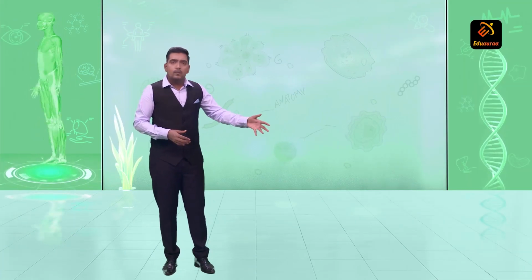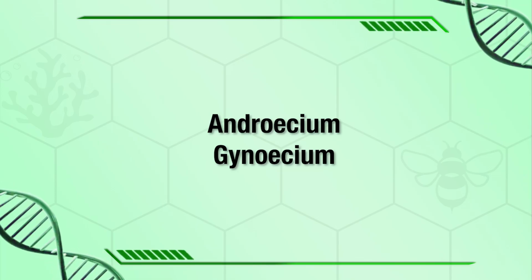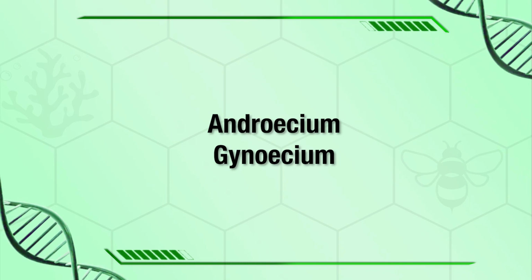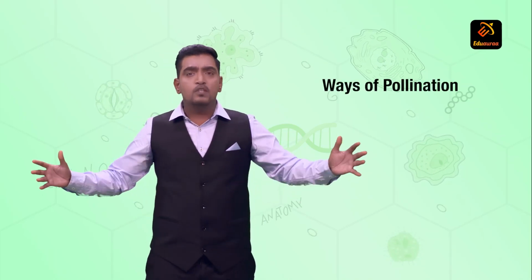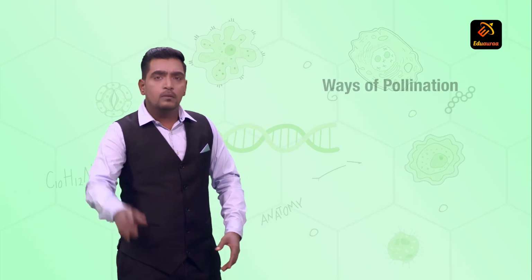In the bisexual flower, both Androecium and Gynoecium are present. So there is a possibility of transferring pollen grain on the stigma of the same flower. And this leads to the three principal ways of pollination.